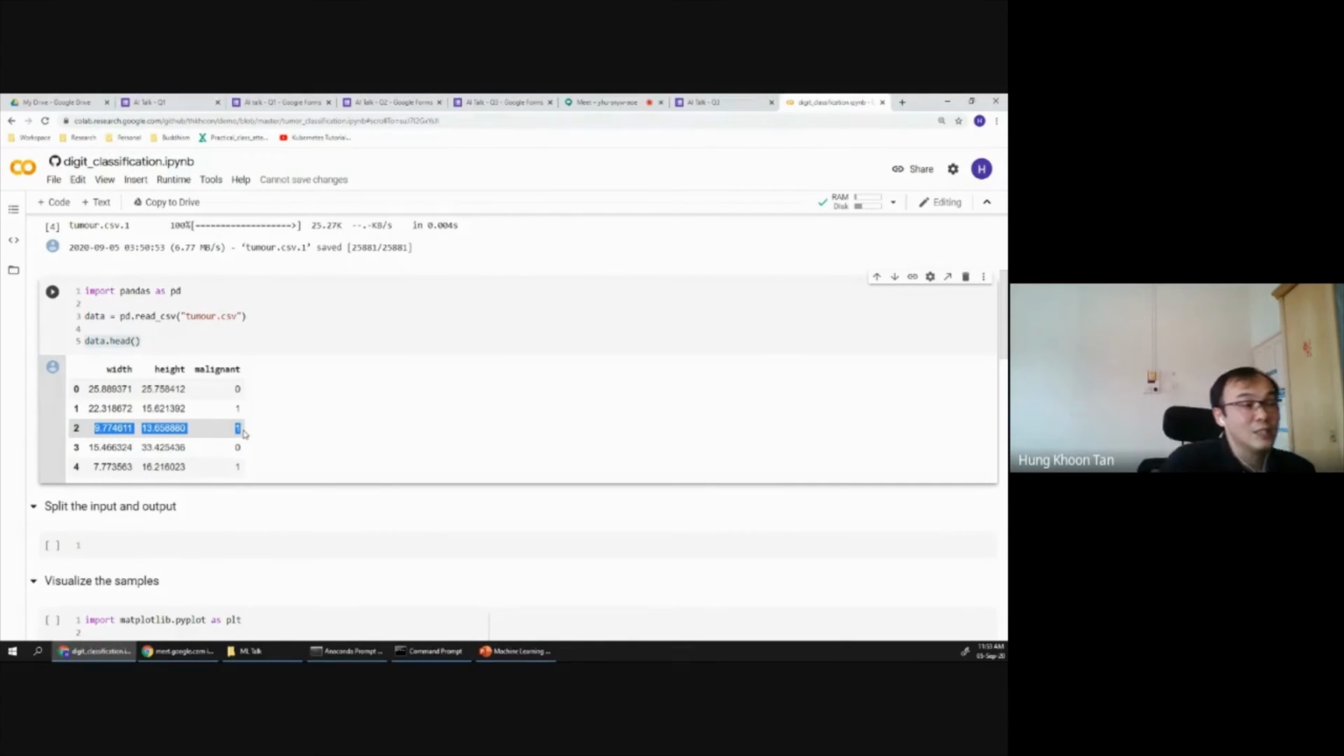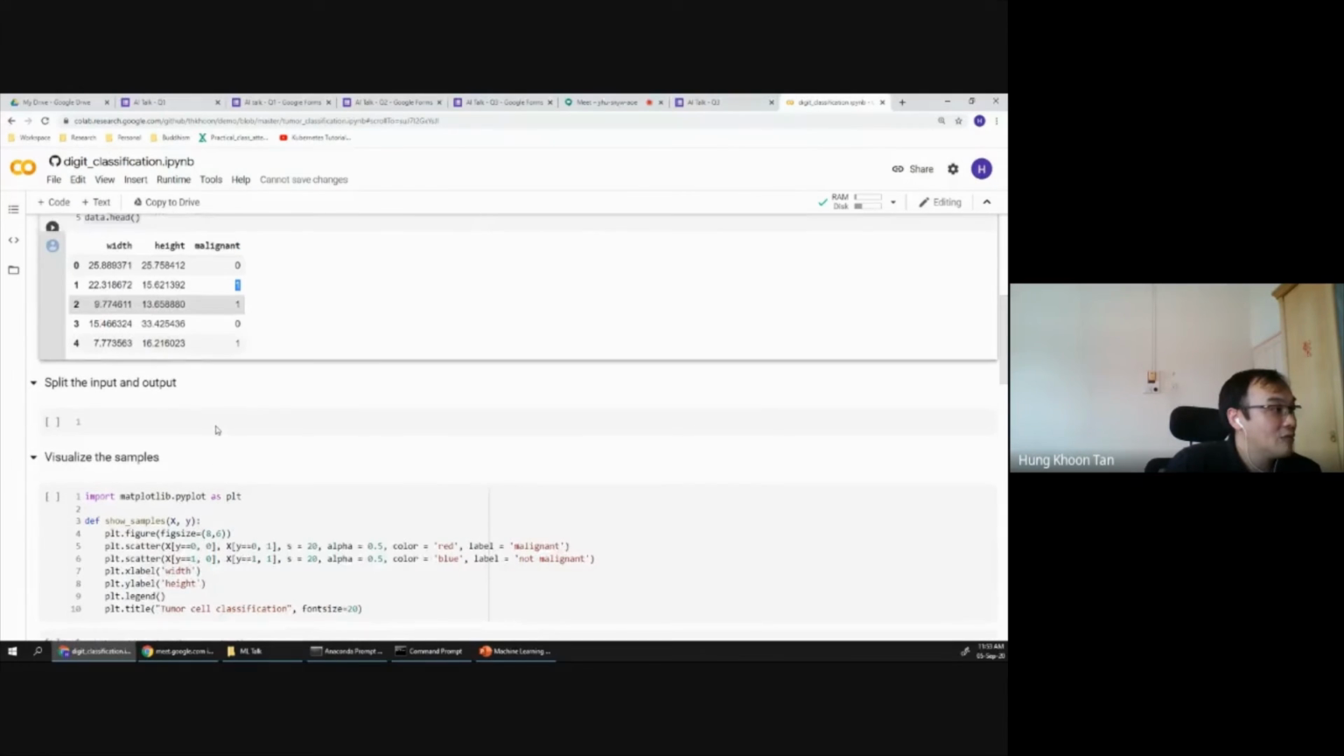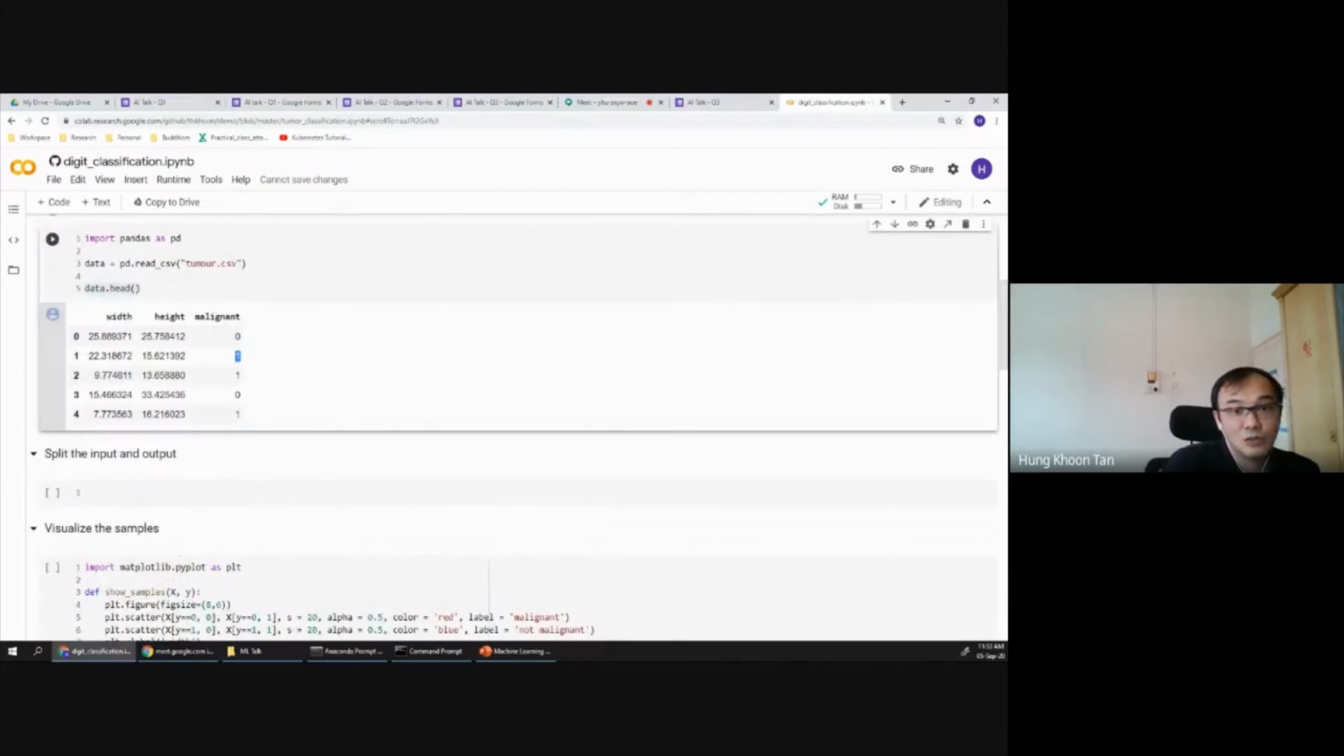So basically, the data set contains a lot of data that is collected by the hospital from different patients. This patient has this tumor, and this tumor is 25 centimeter. I don't know if it's centimeter or millimeter, and it is not malignant, it's benign. And this is the tumor of a second person, with this height and this width, and this one is malignant. Okay, so once you have done this, let's go to the second step.